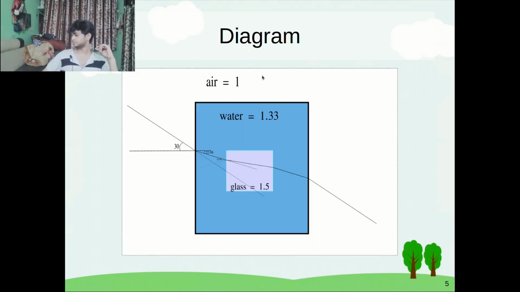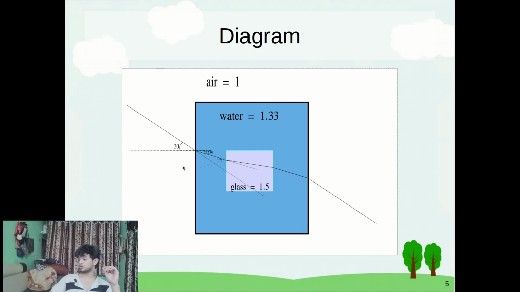So the diagram. This is air, this is water, this is glass. Incident light 30 degrees, then it refracts to about 22 degrees, it was like 19 or 20 degrees. Yeah, this is how it reflects. So now the light that is reflected by glass actually gets absorbed here, as you can see. So it's impossible for me to see the glass within.